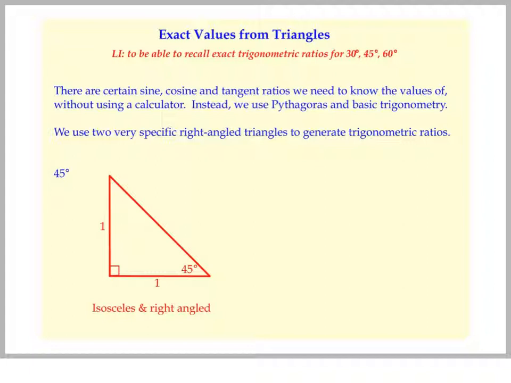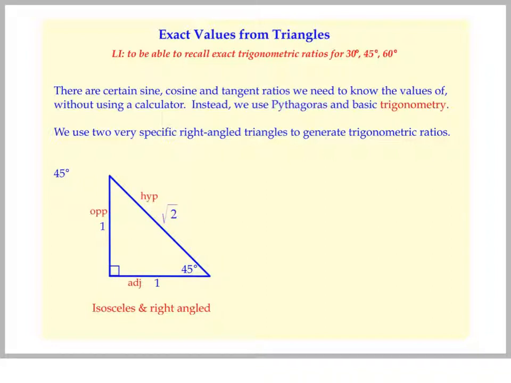The first one is isosceles, and it's also right-angled. Now we've said the sides that are the same have length 1. If they're isosceles and right-angled, the angles at each other corner are 45 degrees. So what we can do is use Pythagoras. We generate this root 2 value by doing 1 squared plus 1 squared and then square rooting. That gives us root 2 on our hypotenuse.